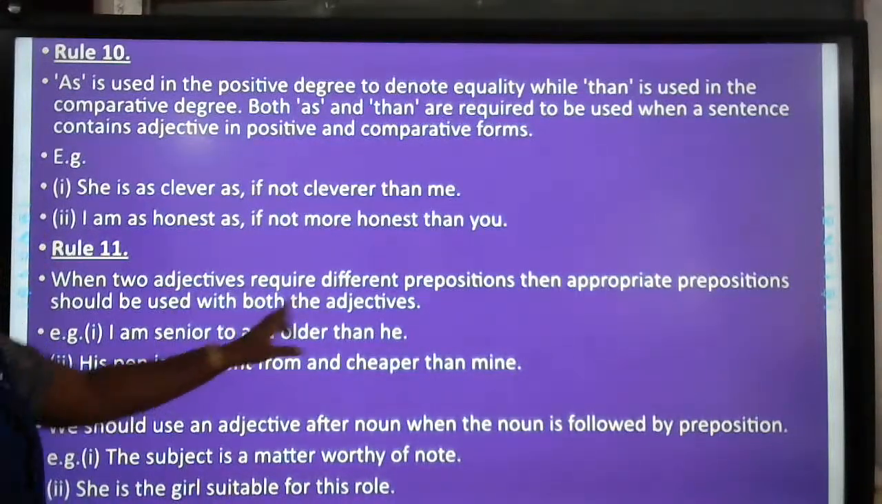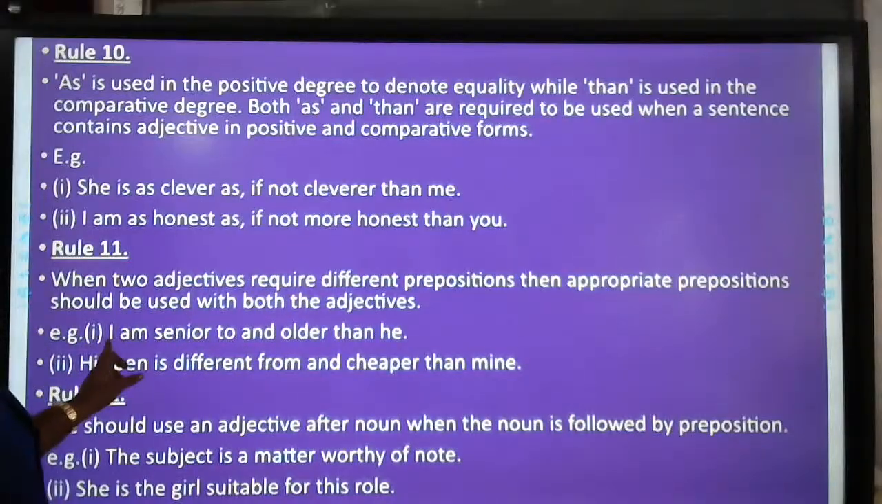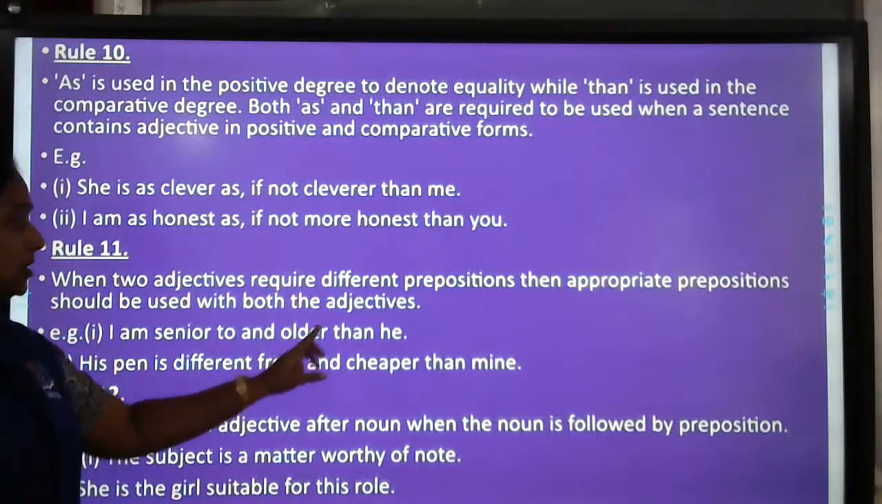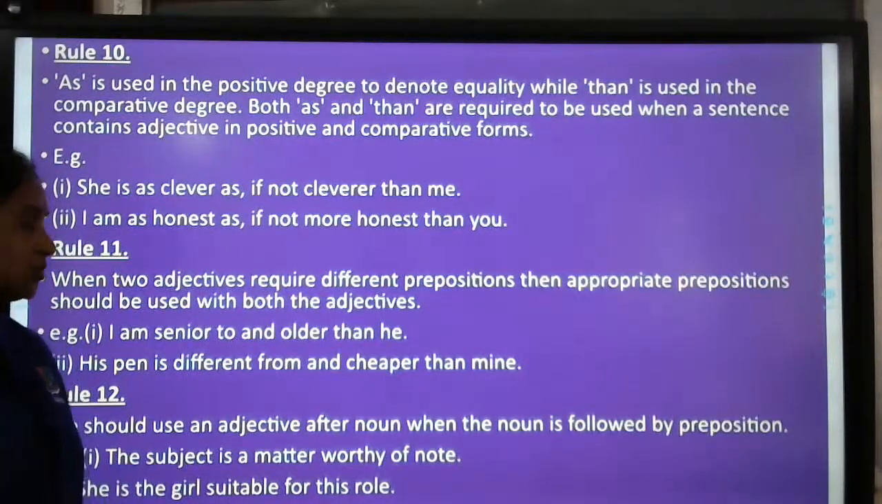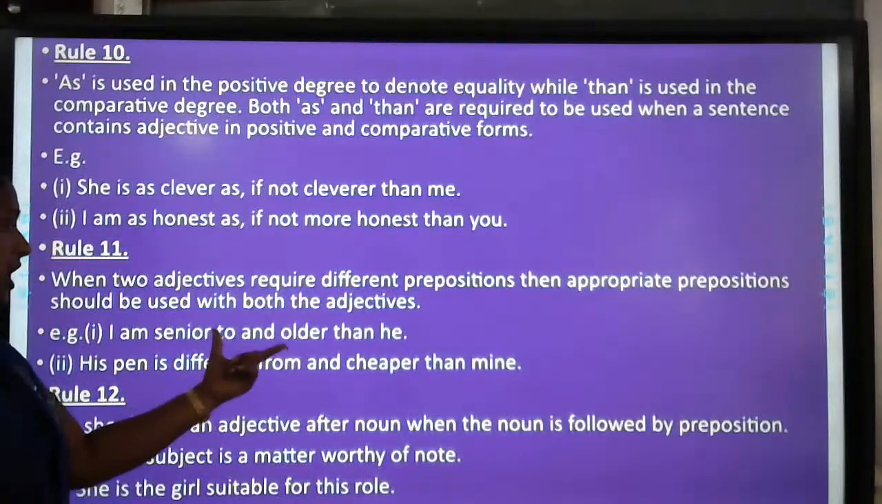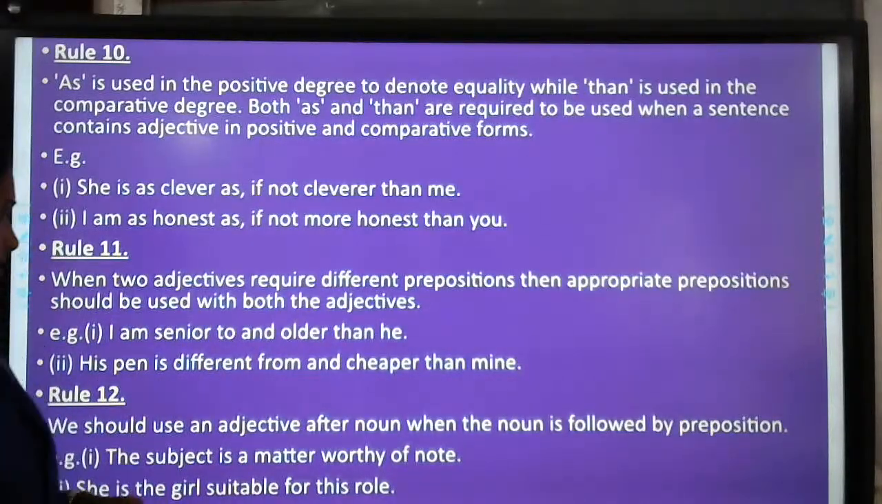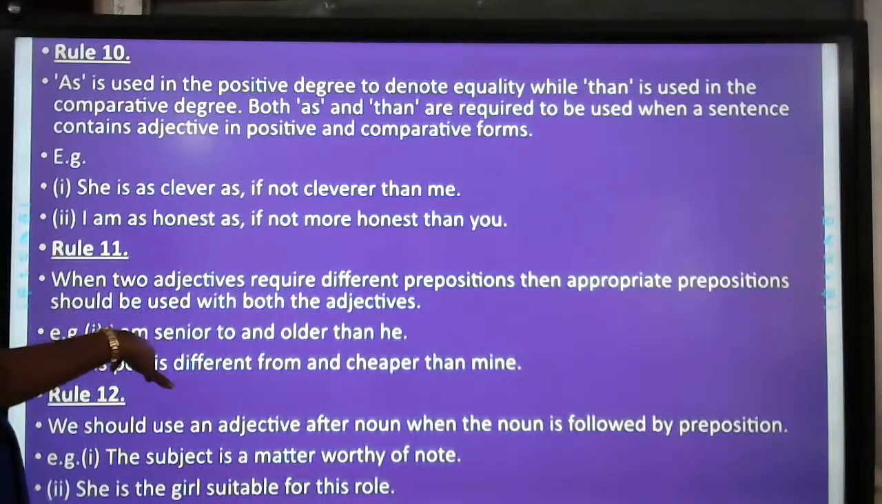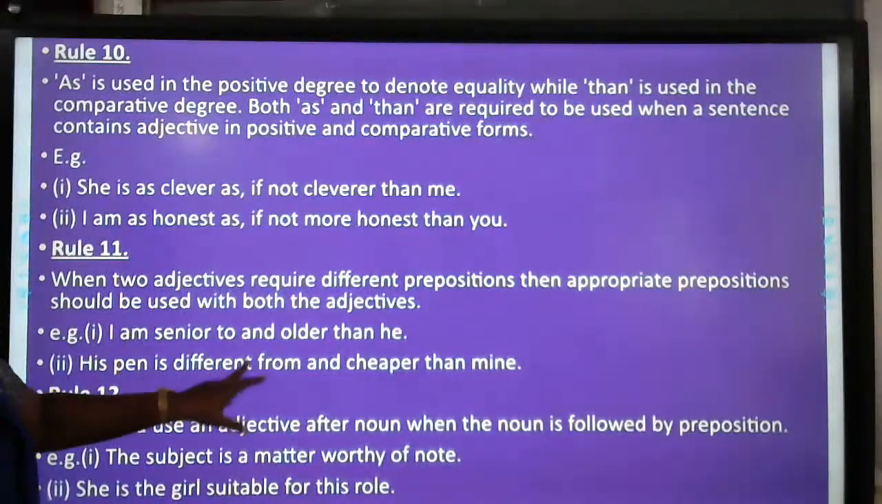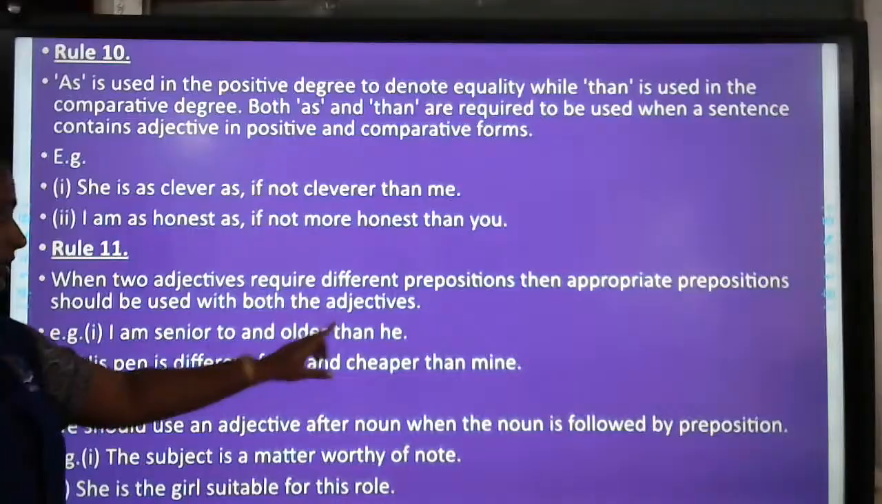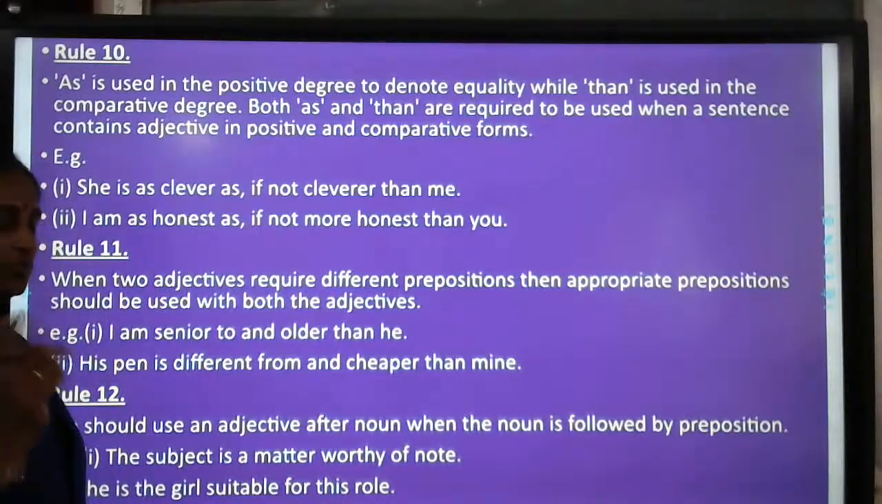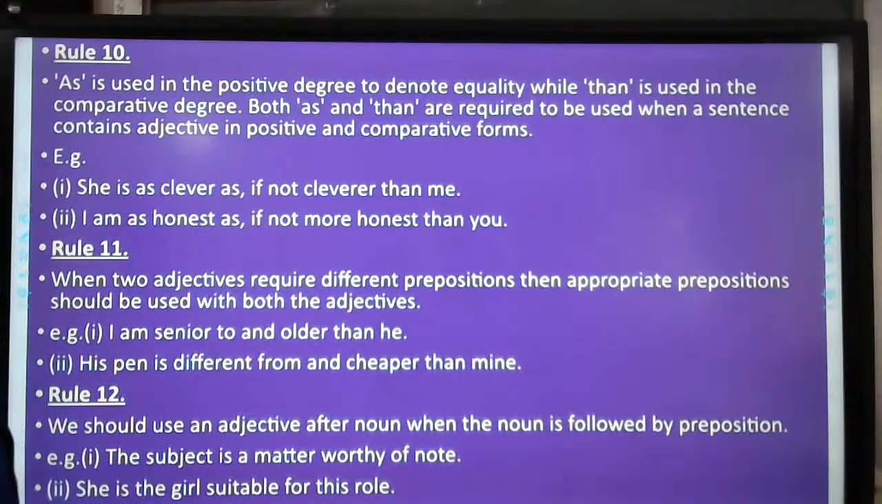So I am senior to him. And another sentence is I am older than he. So this is an example of a compound sentence. Two sentences are there. I am senior to him and I am older than him. And these two sentences are joined here with and.